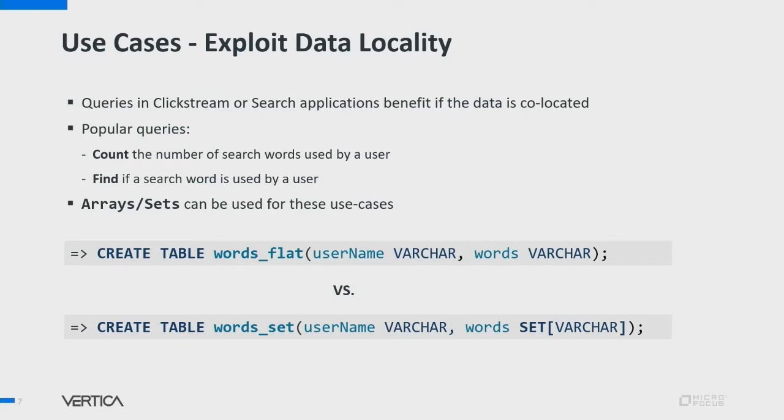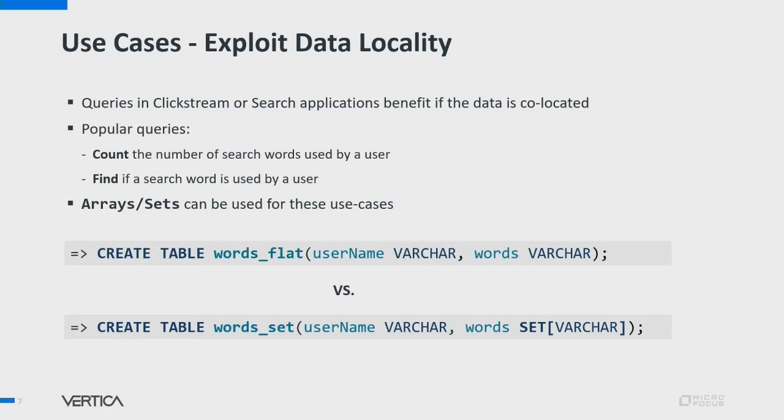So some of the popular queries, if you look in these domains, are basically count the number of. So in the previous slide, we saw an example where we have a user and a set of search words. So counting all the search words or finding a specific search word are all interesting use cases, and these can benefit from using complex data types. And arrays and sets are primarily the complex types that are used for this application. So on this slide, we have schemas for the traditional way and the schema when you use a complex data type.